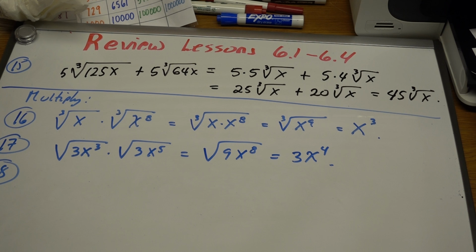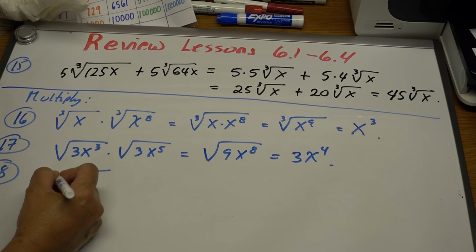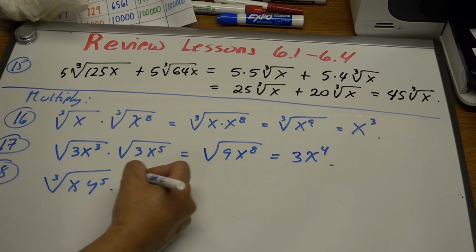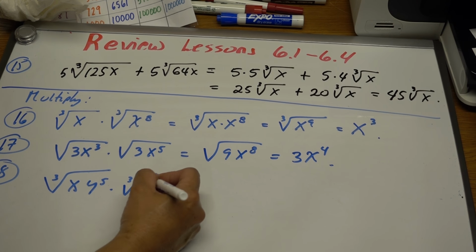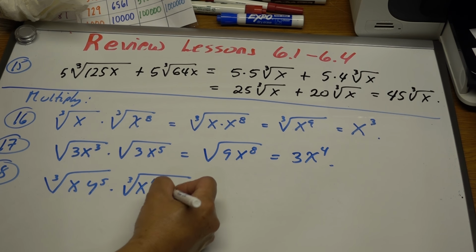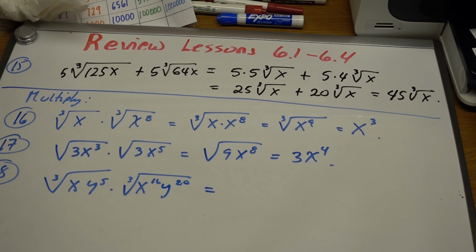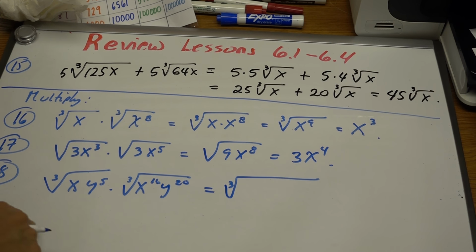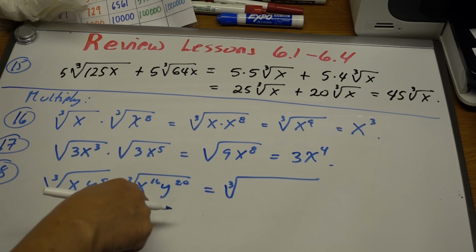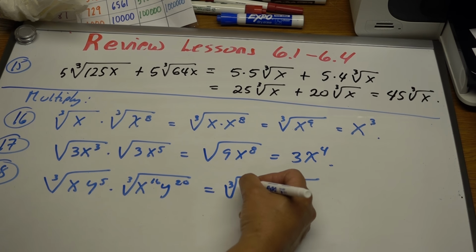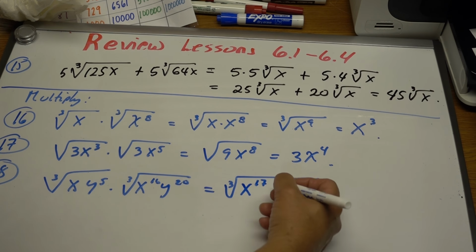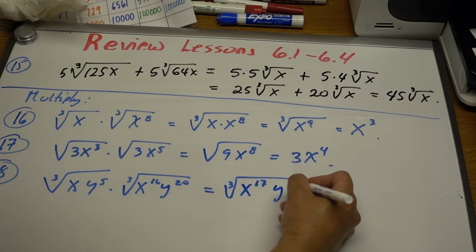Number 18. We have cube root of x y to the 5th power times cube root of x to the 16th y to the 20th. Same again, same index. Open a big radical, index 3. So x times x to the 16 is x to the 17. y to the 5th times y to the 20 is y to the 25.